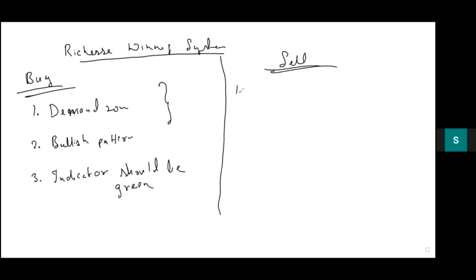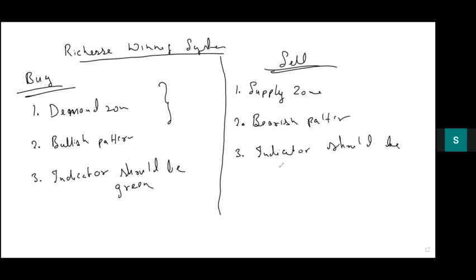Now for the sell side, what would be the first condition? Supply zone. First, it will be in the supply zone. What will be the second? A bearish pattern. And third, the indicator should be in red. Okay. So this is a summary of this, and you have to follow this.